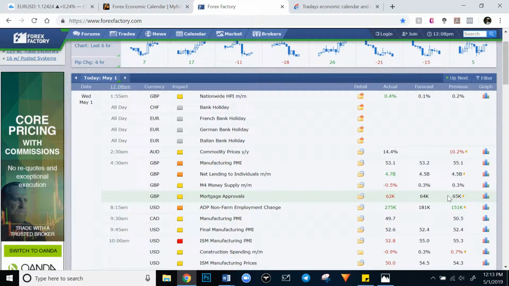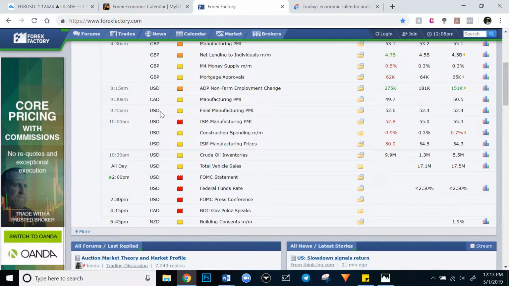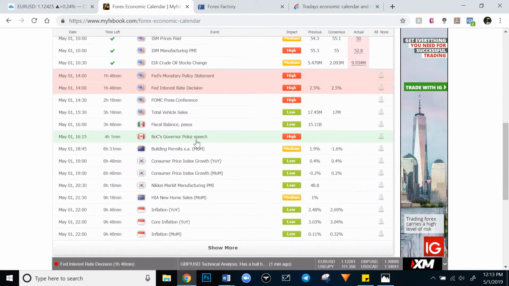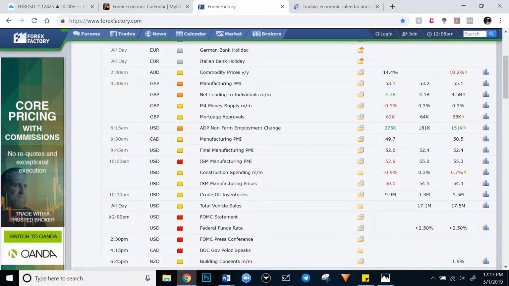This is the previous results. And then same thing here. They don't show you the flag. They show you the actual currency, so it's a little bit easier. I prefer Forex Factory more than MyFXBook. However, MyFXBook sometimes has events that Forex Factory does not have. So you guys need to check both sites.